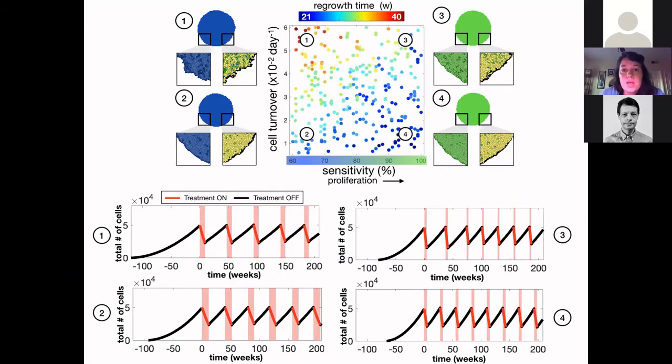And then we can look at the regrowth time. Because you have these less sensitive tumors corresponding to less proliferation, it takes longer to grow back. So if we're just focusing on the white space between the treatments, you can see that it's a little bit longer on the left. And furthermore, if you add in cell turnover, this basically just makes the net proliferation rate a little slower. And so it takes longer for the upper tumors there in the y-axis.